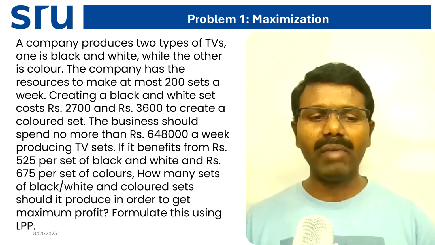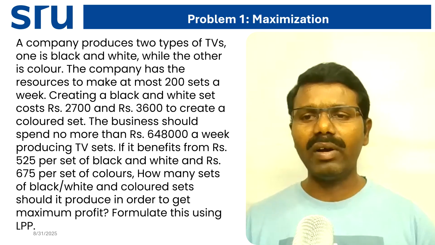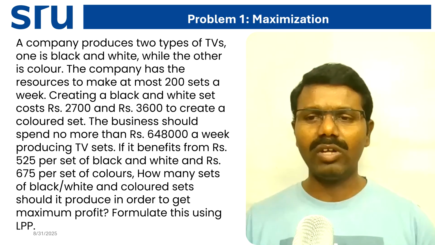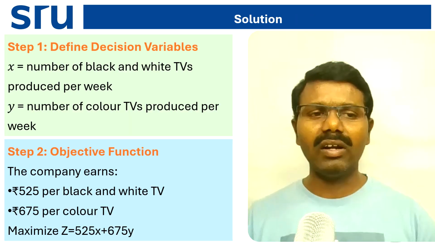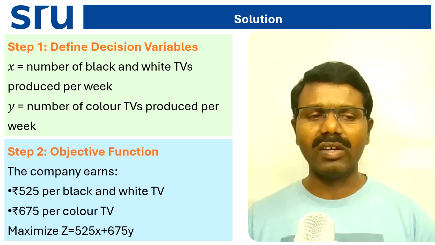So we need to determine the number of color black and white TVs to be produced and the number of color sets to be produced. So that becomes the decision variable. So x is the number of black and white TVs to produce per week, and the number of color TVs to be produced per week is y.